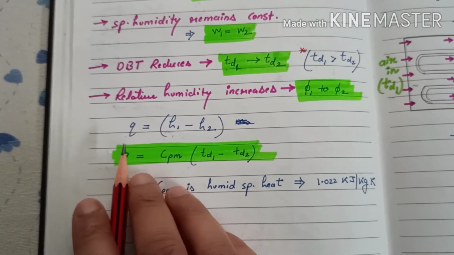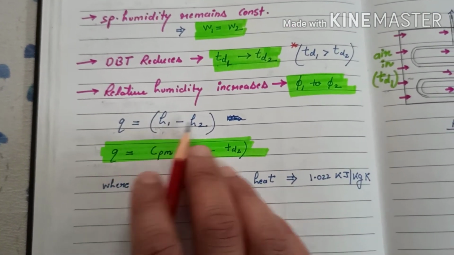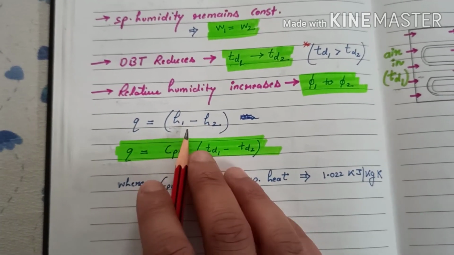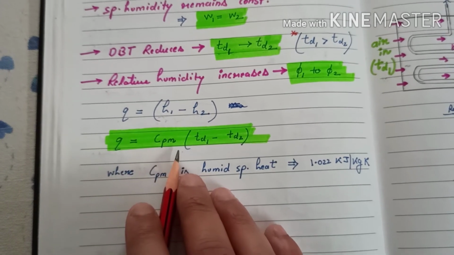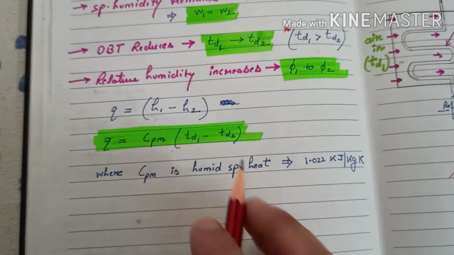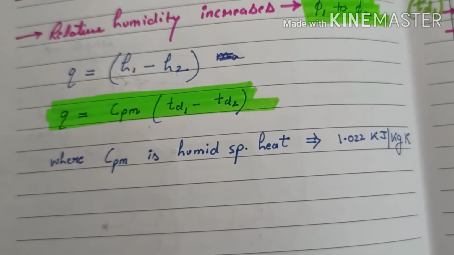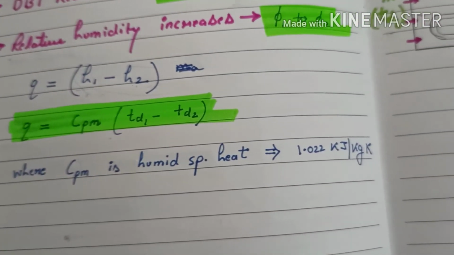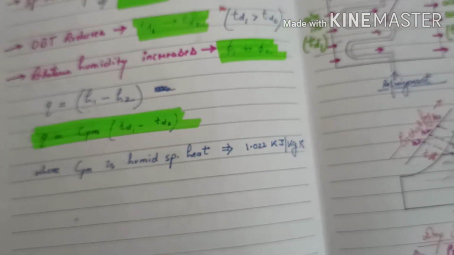Now if we see the heat rejected, that will be equal to H1 minus H2. The enthalpy difference, if you solve this with the help of Cp delta T, you will get Q equals Cpm times (TD1 minus TD2), where Cpm is the humid specific heat, whose value is 1.022 kilojoule per kg Kelvin.